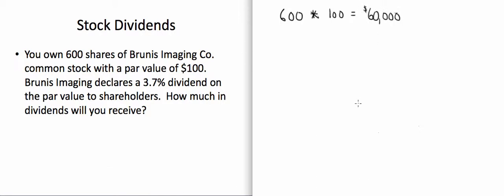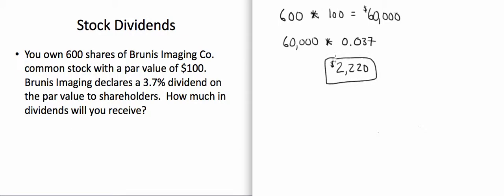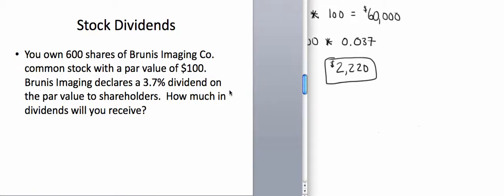60,000. That's in dollars. And then to figure out the dividend, we have $60,000. We multiply that by 3.7% as a decimal, so 0.037. And when we do that, we get an answer of $2,220. So this is the dividends, or the amount of money that you get for the stock. So we take the number of shares that you have times the par value, take that answer times the percentage to get our dividend.